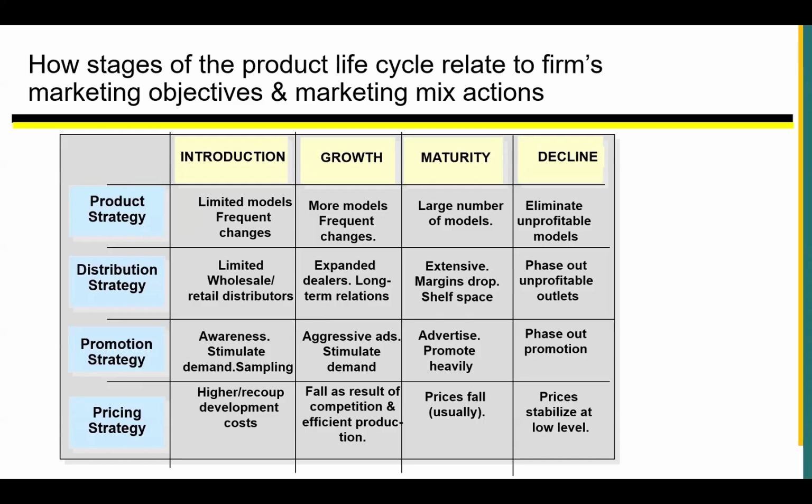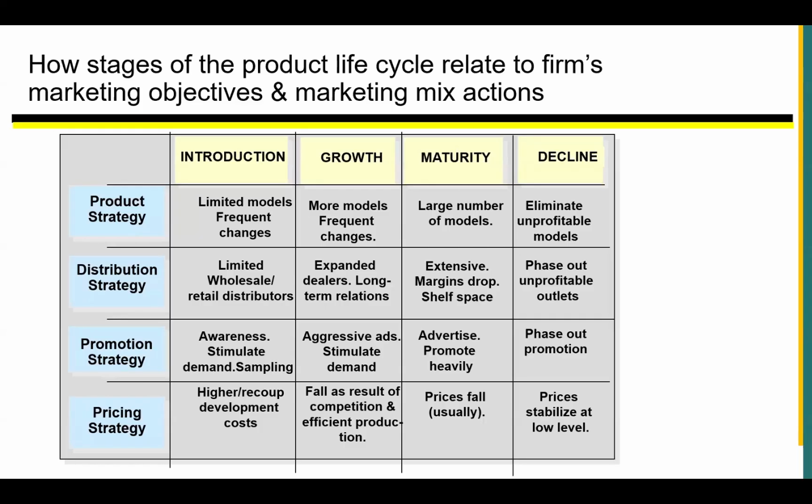Maturity: a large number of models, distribution is extensive, right? Margins drop because you're going into many outlets, right? Your margin is coming down because of the distribution cost.